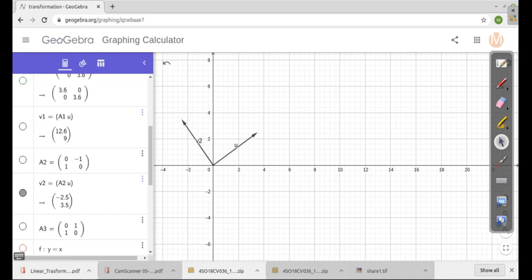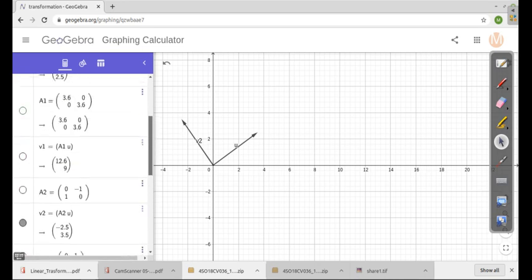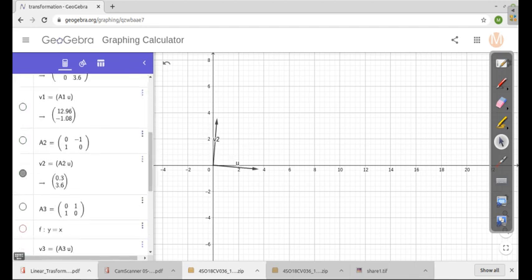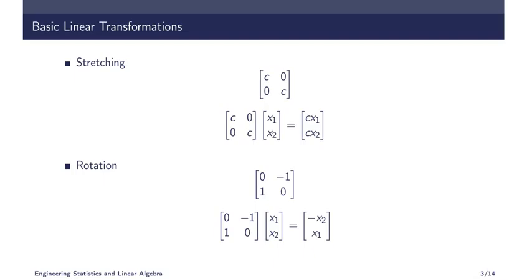Okay, now whatever may be the value of u, so u is now u1, u2, 3.5, 2.5. I may vary this one. See, the v2 always keeps that angle of 90 degrees. So a vector is transformed by 90 degrees if you multiply with 0, minus 1, 1, 0. This is very important. These fundamental transforms are very important. Okay, so this is about rotation.